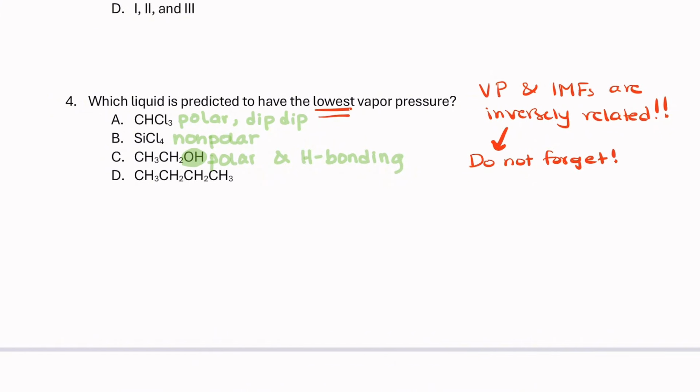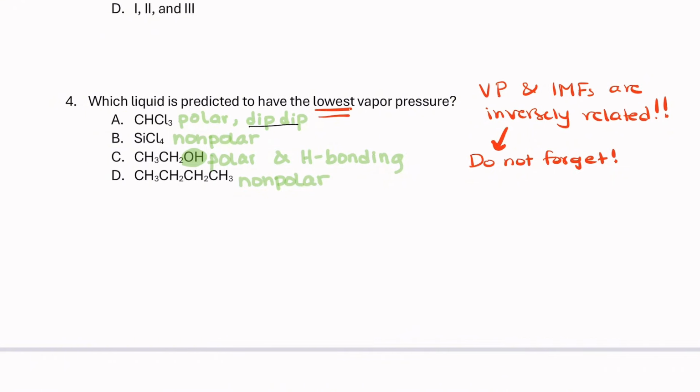Hydrogen bonding is a pretty strong intermolecular force. In fact, it is a stronger intermolecular force than dipole-dipole interactions. Even though it is a subset, it is stronger. D says butane. This is a hydrocarbon. Hydrocarbons are nonpolar. This only has dispersion forces.